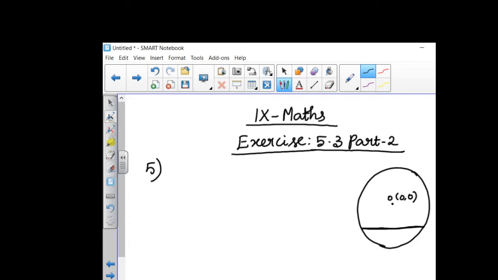So you can take it as A and B. So AB, this. The points are given: A point is (8, 6) and B point is (10, 0). OD is a perpendicular from the center to the chord.